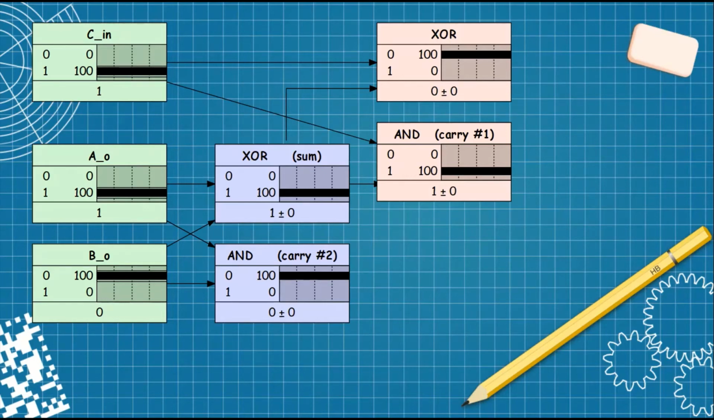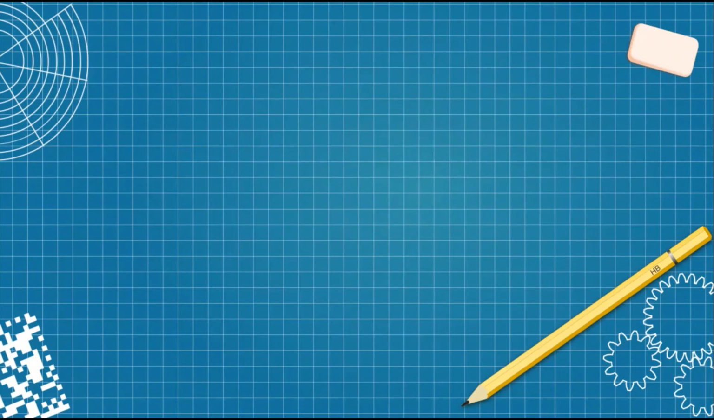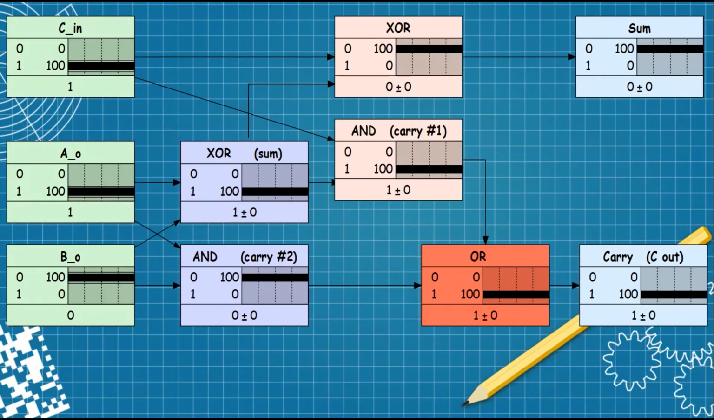But also, we need to do one more thing. Exactly. We've got 2 carries, so we've got to choose one or the other. And how do we do that? Well, I just said it, right? We're going to take a carry from one or the other, so we connect them with an OR gate. So now we've got this. We've got the input in green on the left, we've got the adder in the middle, and then we've got the sum and the carry in blue on the right.